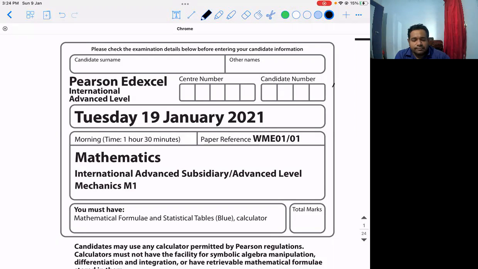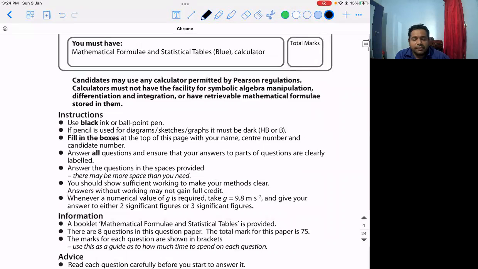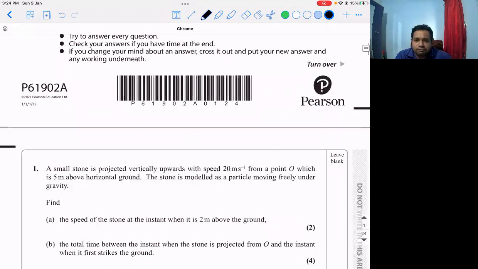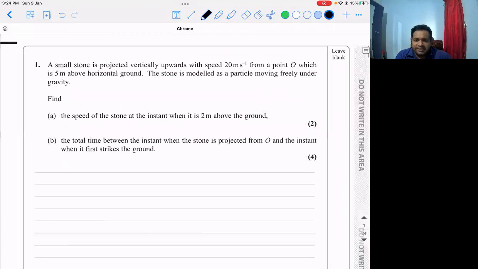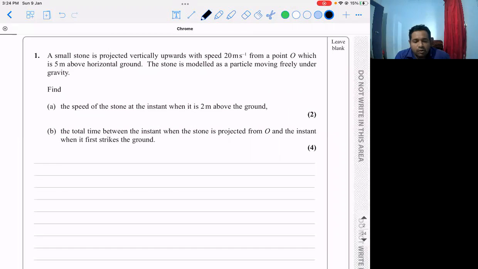So this first question is purely about a one-dimensional motion. Let's see the question. A small stone is projected vertically upwards with 20 meters per second from a point which is 5 meters above horizontal ground. The stone is modeled as a particle moving freely under gravity.